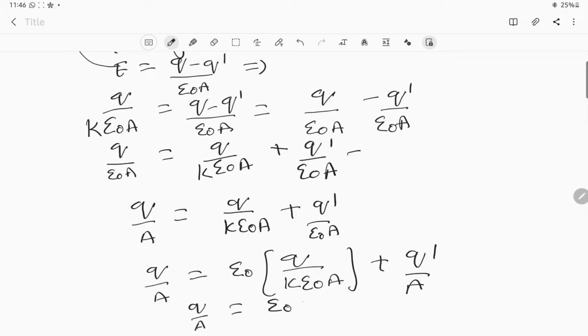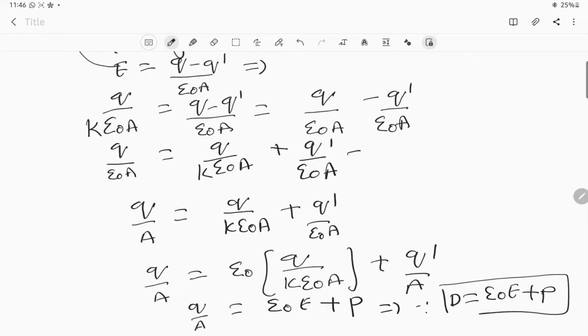Now it becomes Q by A is equal to epsilon naught times this value, which is actually E, if you remember, plus this value, which is P. Since D is equal to epsilon naught E plus P, and D is nothing but the Q by A value, I have written epsilon naught E as it is, plus P. This is the relationship between D, E and P.